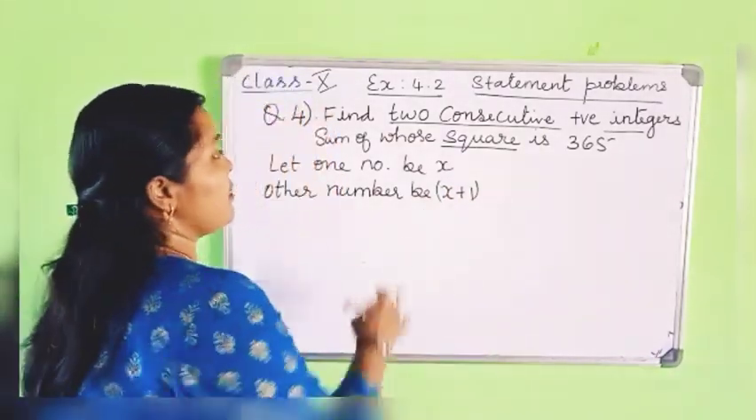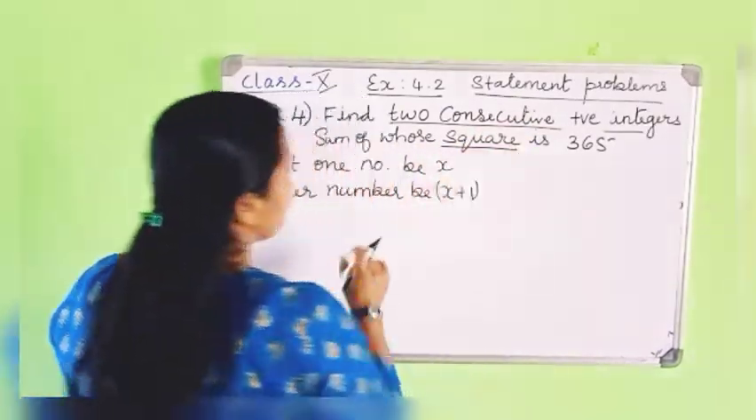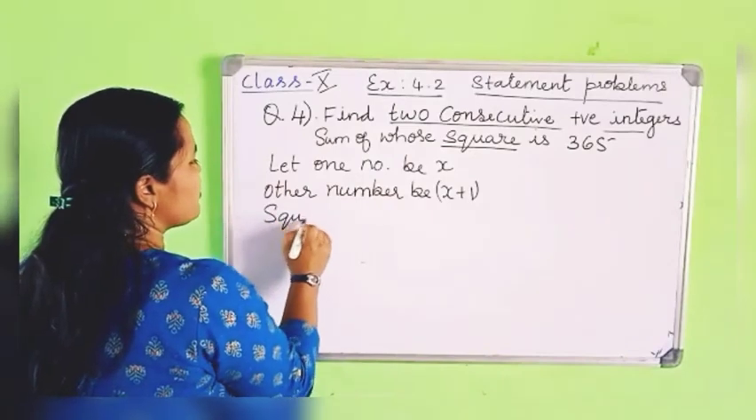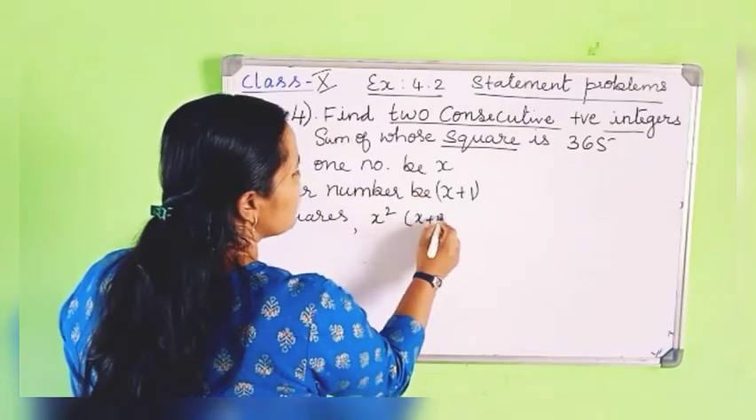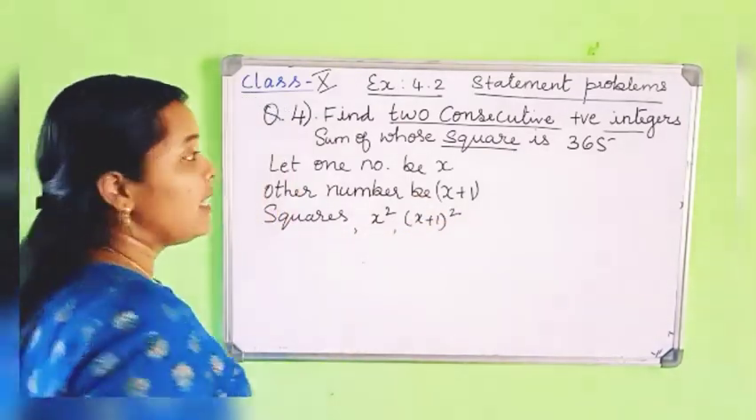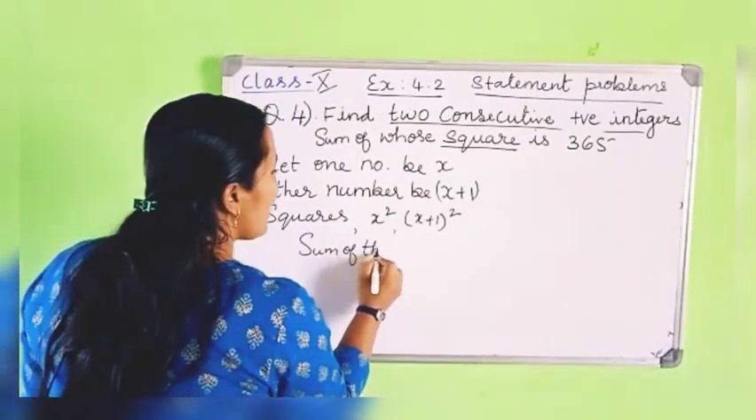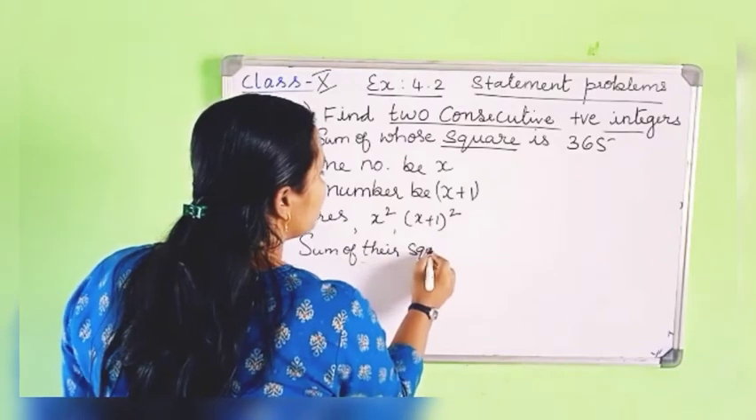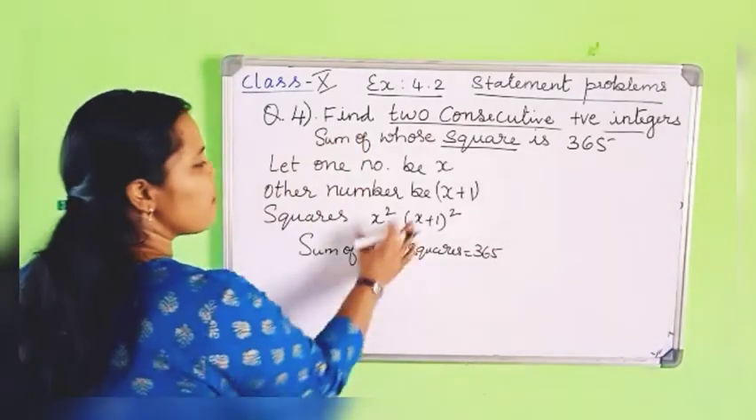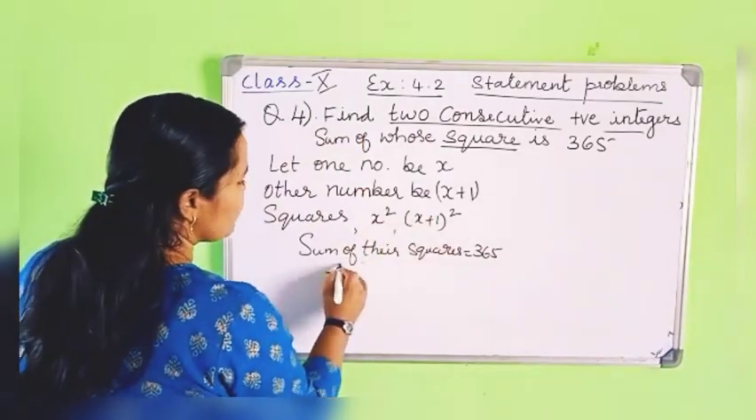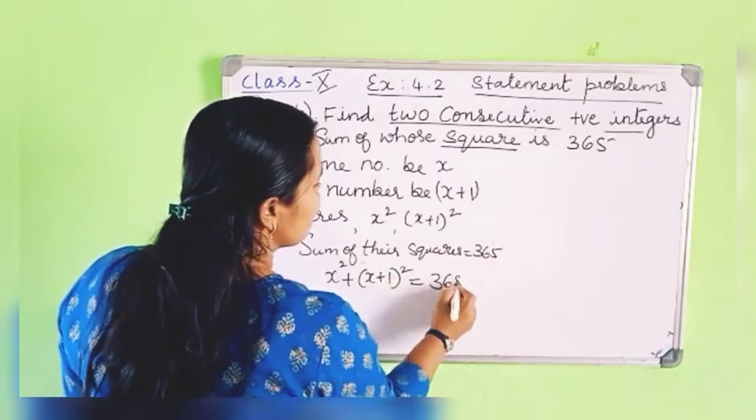What is the next step? Sum of their squares. So we have to take the squares of the two numbers now. The squares are x square as well as (x plus 1) whole square. Next, the sum of their squares is equal to 365. You have to add these two now. x square plus (x plus 1) whole square is equal to 365.